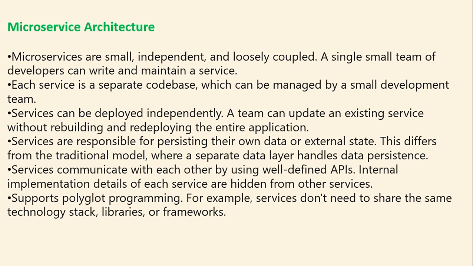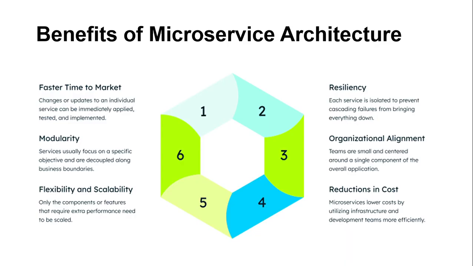A team can update an existing service without rebuilding and redeploying the entire application. Services are responsible for persisting their own data or external state. This differs from the traditional model, where a separate data layer handles data persistence. Services communicate with each other by using well-defined APIs. Internal implementation details of each service are hidden from the other services. It supports polyglot programming, for example, services don't need to share the same technology stack, libraries, or frameworks.